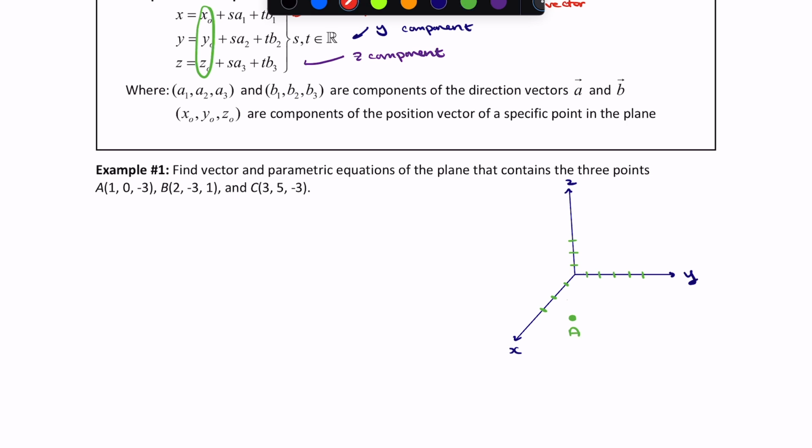Our second point, B, which is 2. So go 2 for x, -3 for y, and then also 1 for z. Our B point will be approximately there. And then for C, x is 3, for y it's at 5, and then z it's -3. So this would be our C value.